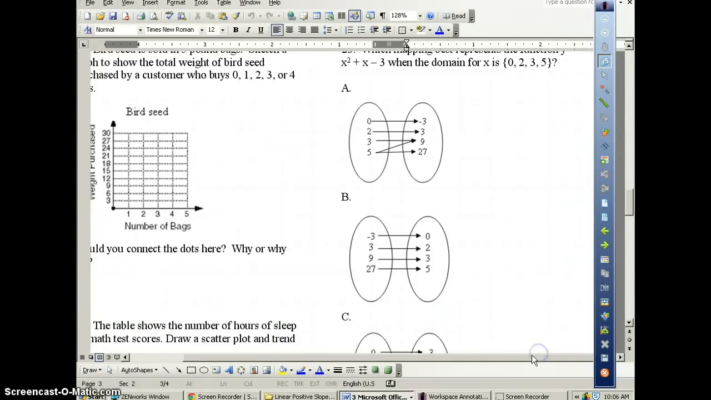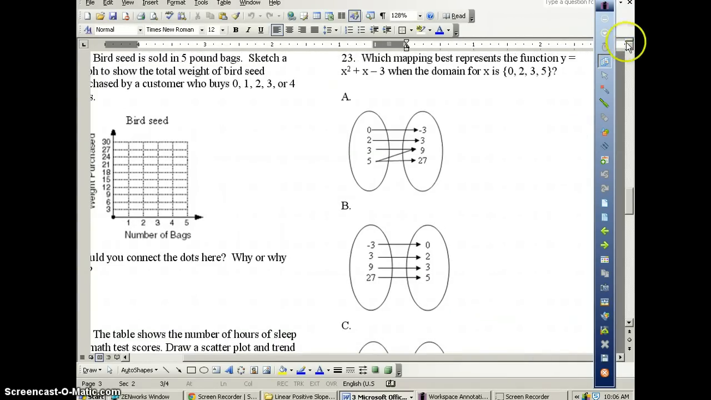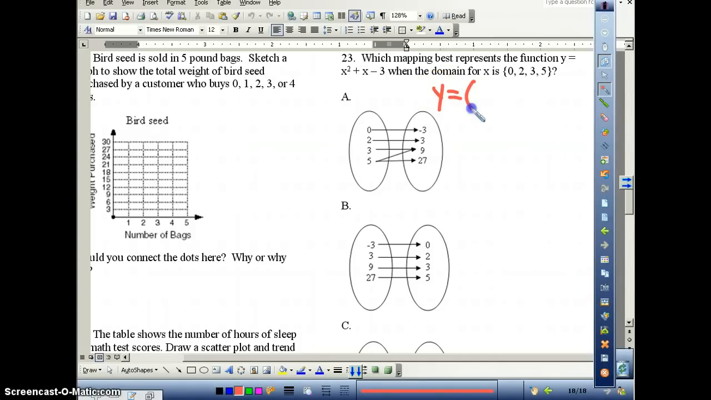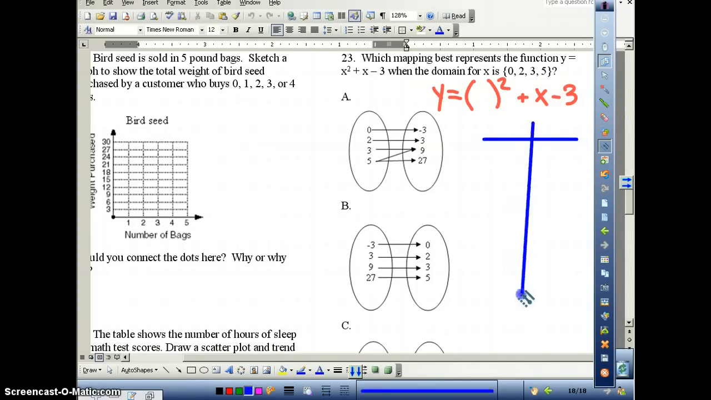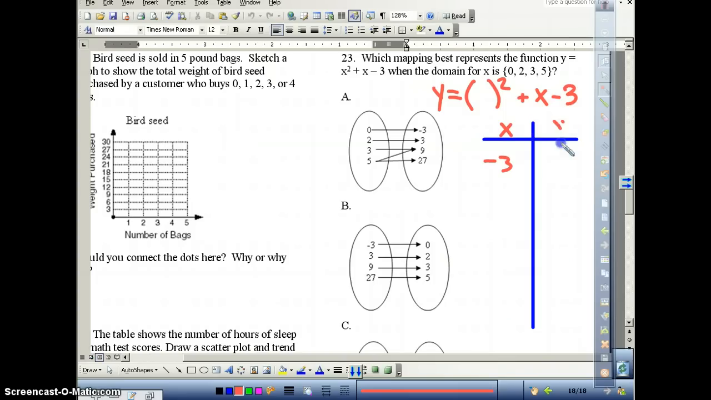There you go. 23, which mapping best represents the function y equals x squared plus x minus 3? Y equals, you're going to take your x values and square it, then add x to it, and then subtract 3 from the answer. So I'm going to go ahead and build myself a little table. And let's see, I see a negative 3. I'll put in a negative 3 for an x. What other values do you see for x? I see 0. I see positive 3.